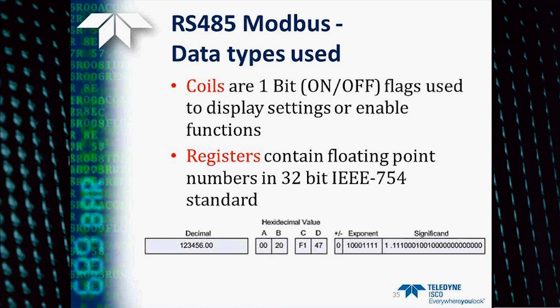So what types of data do we use? Well, in Modbus, there are 2 types of data that we are using. The first is called coils, and these are 1-bit on-off flags that are used to display settings or enable functions. And the second type of data we're using are registers, and these contain floating point numbers in an IEEE standard format.